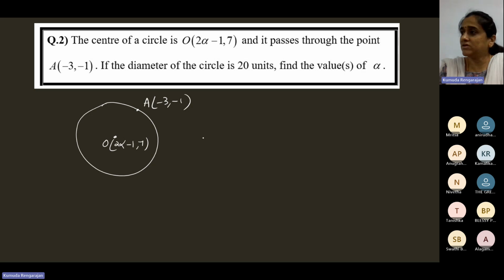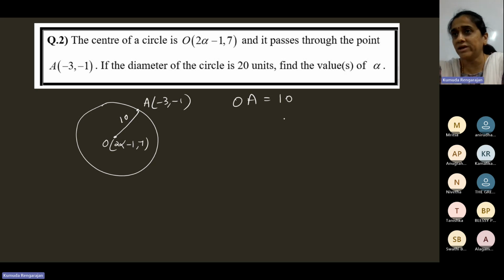If the diameter of the circle is 20 units, which means the radius is 10. So this distance OA is 10 units, right? Diameter 20, radius 10. Here OA is 10. Find the value or values of alpha. So distance formula. We know OA is 10, the length of the line segment OA is 10.